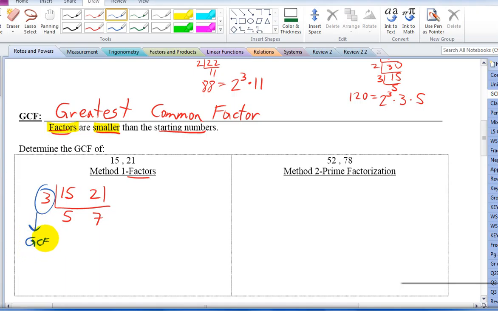Okay. Now this is a really simple question, so let's try something a little bit harder, like 16 and 32. Okay, 16 and 32. What can we divide them both by? Has to be prime though. 2. And we get 8 and 16.